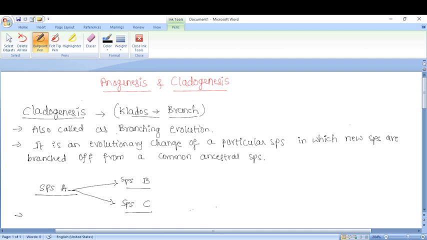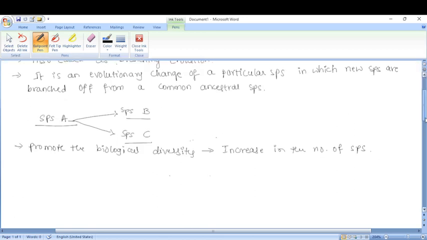Hence, cladogenesis promotes biological diversity, because there is an increase in the number of species. Why is there an increase in the number of species? Because there is no extinction of the common ancestors or the ancestral species. Here the new species and ancestral species live together. Hence there is no extinction of the ancestral species.